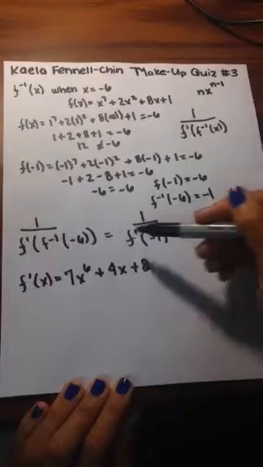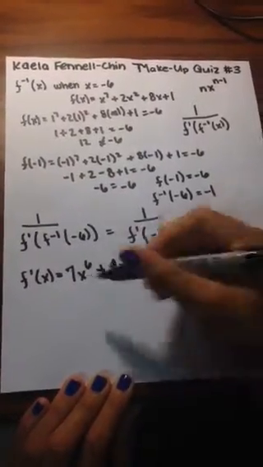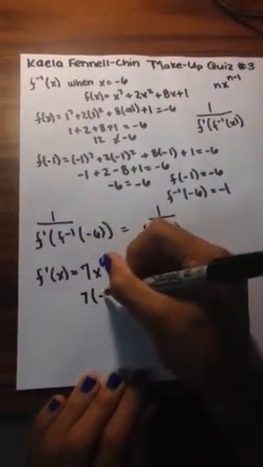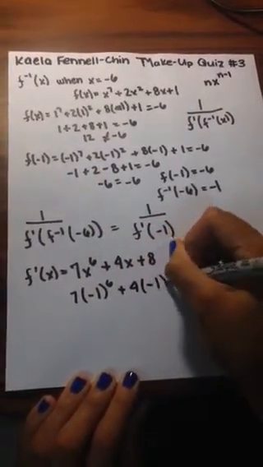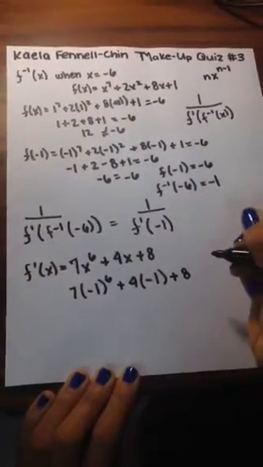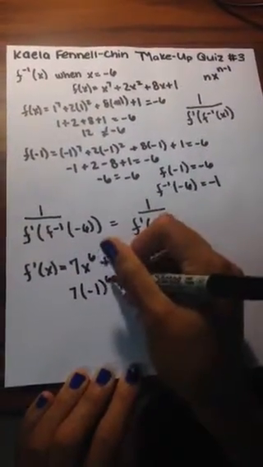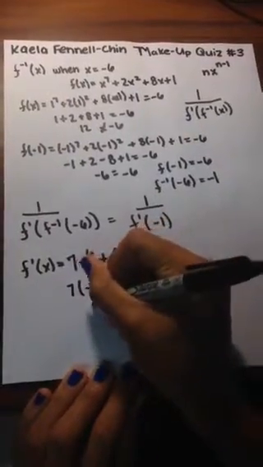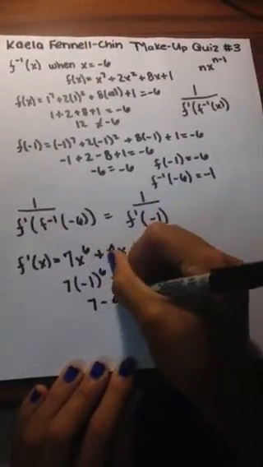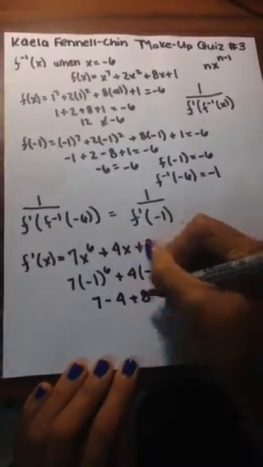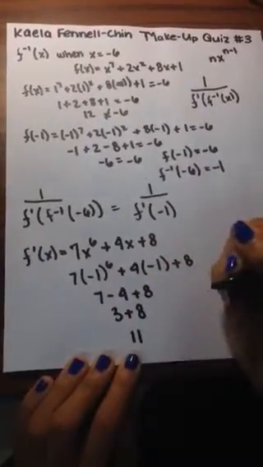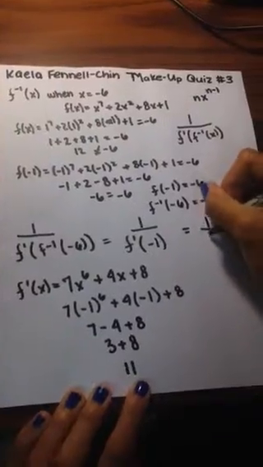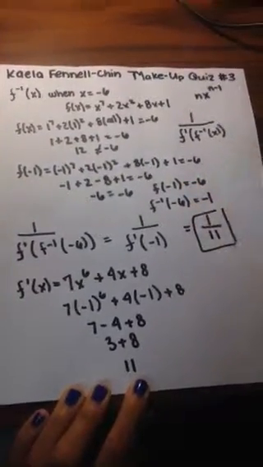So now we want to find our derivative at -1. So now we're going to plug in -1. So 7 times -1 to the 6 plus 4 times -1 plus 8. It's an even exponent, so it gets rid of the negative. So 7 minus 4 plus 8 is 3 plus 8, which is 11. So now we plug this back into here. So we get 1 over 11. And that's your final answer.